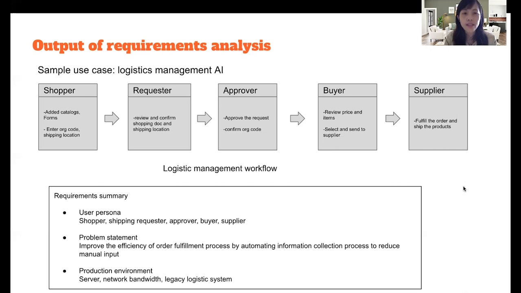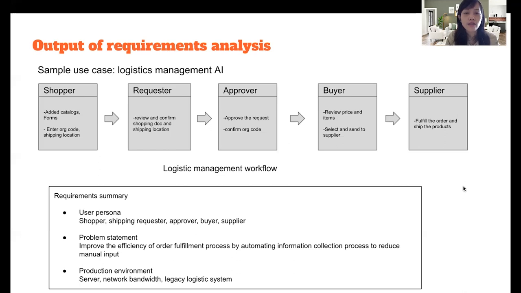So after learning about the different steps in this process, we realized that the amount of manual input required for each of these user personas is actually significant. And it is an error-prone process to rely on the users to directly enter all the required information into the system. So the goal of the AI system would be to improve the efficiency of this order fulfillment process by reducing the amount of manual input the users will need to submit to the system. AI can help automate the information collecting process in this case.